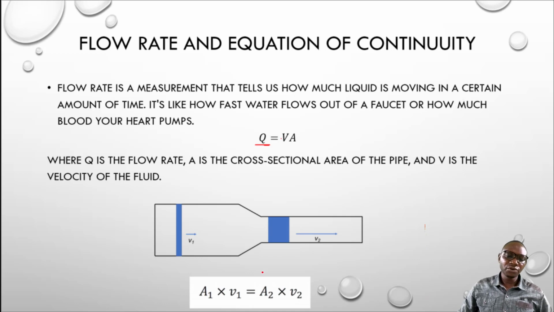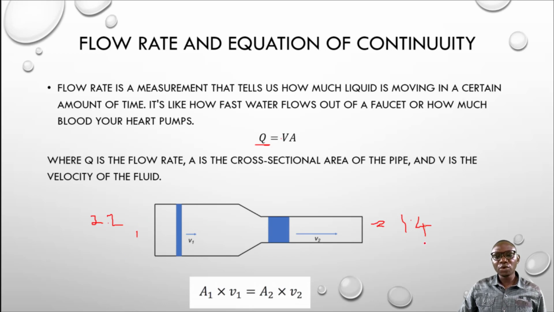Now let us see the equation of continuity. What is the equation of continuity telling us? It's telling us that the flow rate at point 1 here must be equal to the flow rate at point 2 here, which means that if the velocity here is 2, for example, and the area is also 2, when we come to this place, since the area has reduced, let's say the area is 1, the velocity automatically will increase to 4. That is what this is trying to tell us.